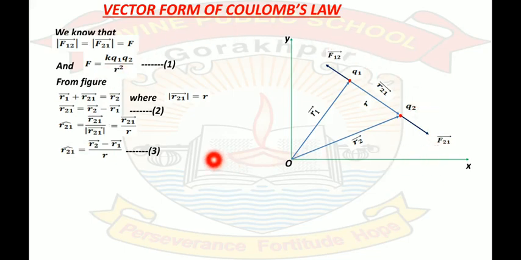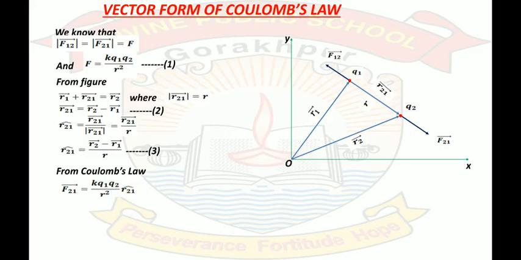So from Coulomb's law, f21 vector is equal to kq1 q2 upon r square r21 cap. Now just see this equation and equation number 1, they are two different things. Why is it so? In equation number 1, it is f, only magnitude is written. Here that f21 vector is a vector, it has magnitude and direction. And on the right hand side, kq1 q2 by r square is the magnitude, and r21 cap is the direction. Okay, unit vector is for direction.